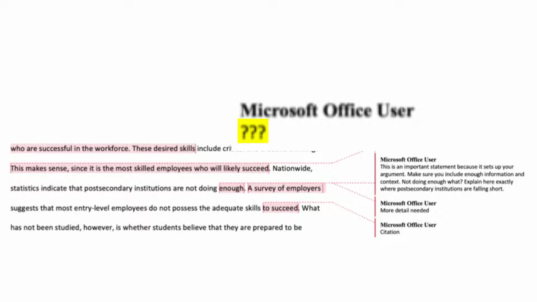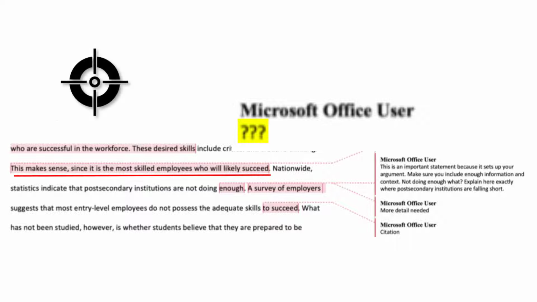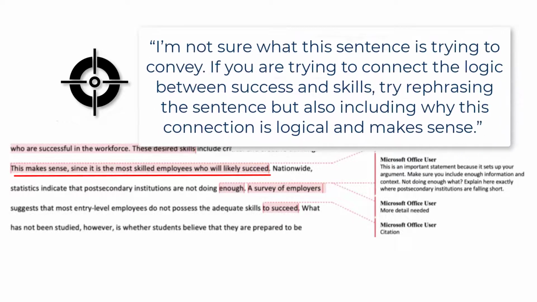The tone, for one, is not positive, and it's extremely unclear what part of the sentence is confusing to the reader. Remember, feedback should be targeted. This would better be reframed as, "I'm not sure what this sentence is trying to convey. If you're trying to connect the logic between success and skills, try rephrasing the sentence, but also including why this connection is logical and makes sense."